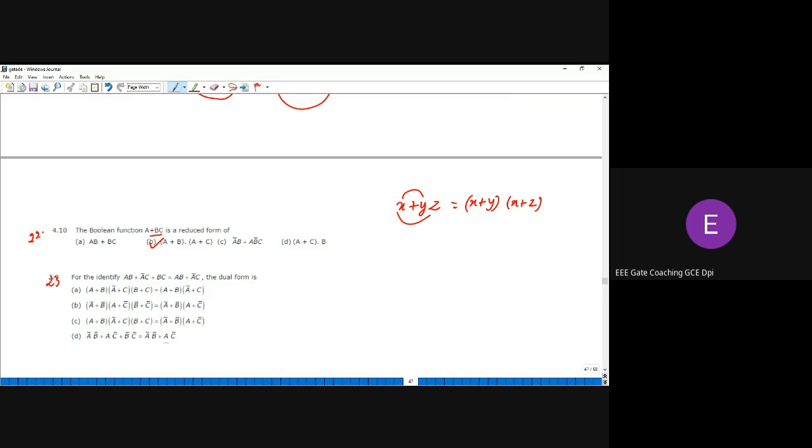So what is duality? Duality means plus is converted into multiplication, and vice versa. Similarly, 0 is converted into 1. Okay? Tell me the answer. ABCD.